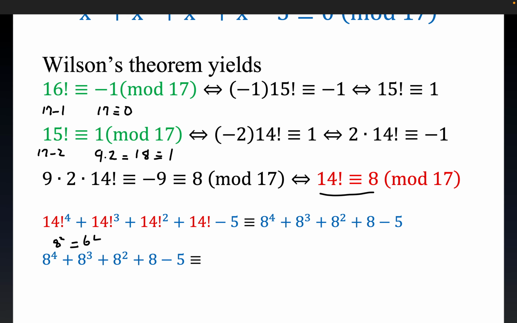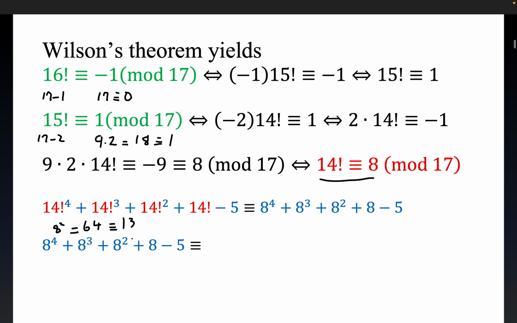But notice that that's congruent to 13. And you guys can verify that, okay? How do we know that? Well, that's the remainder you get when you divide 17 into 64. Another way of looking at it is 64 minus 13 is 51, which is a multiple of 17, okay? So we know that 8 squared is congruent to 13.